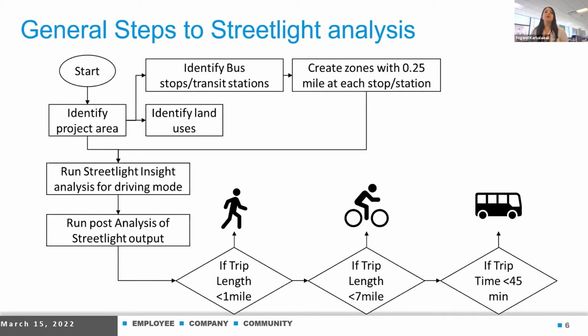We're going to run a StreetLight InSight analysis for driving mode because that's what we have today. And then the post analysis for our purpose, which is looking at if trips are less than a mile, we call them walking. If they are less than 7 miles, we label them as biking. And if they are less than 45 minutes, we associate them with a possible transit trip.